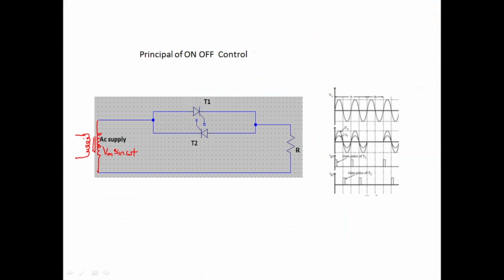Here two SCRs are connected in anti-parallel. This conducts in the positive half cycle, this conducts in the negative half cycle. And here we have shown a load. Here the load is an R load.